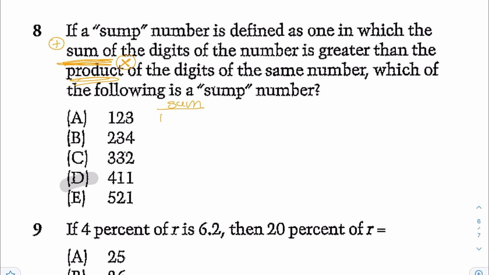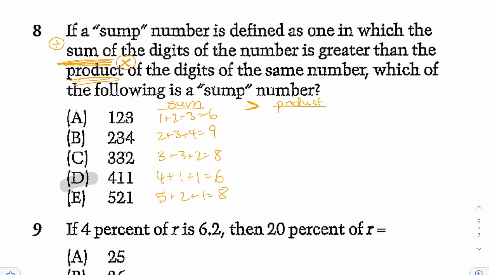For choice A, you do 1 plus 2 plus 3, that's equal to 6. For choice B, it's 2 plus 3 plus 4, which is equal to 9. For choice C, it's 3 plus 3 plus 2, which is equal to 8. For choice D, it's 4 plus 1 plus 1, which is equal to 6. And then for choice E, it's 5 plus 2 plus 1, which is equal to 8. And now you want the sum to be greater than the product.